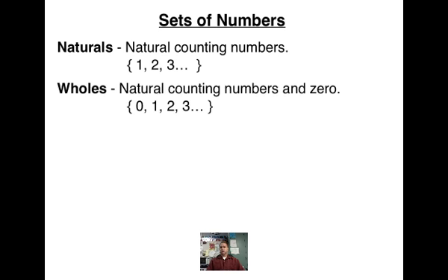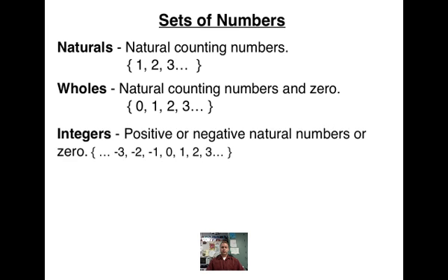Whole numbers is just basically the natural numbers plus 0. So 0, 1, 2, 3, 4, 5. Integers are adding the negative numbers. So positive or negative natural numbers or 0. So -3, -2, -1, 0, 1, 2, 3, 4, 5, -20, -1 million. All of those are integers.